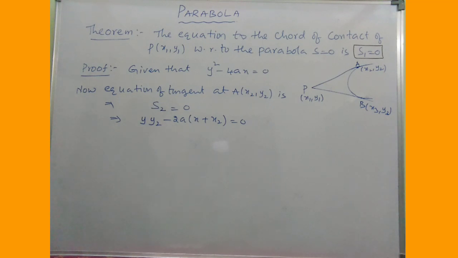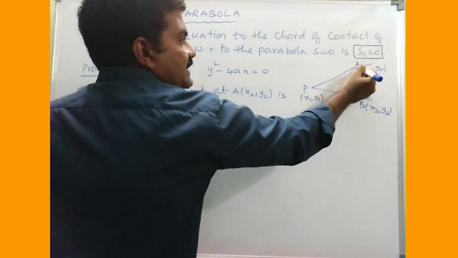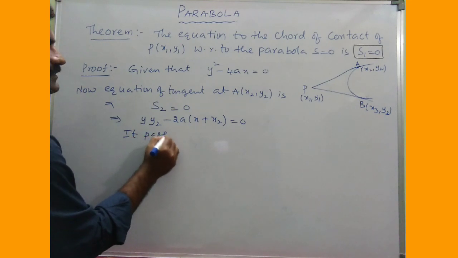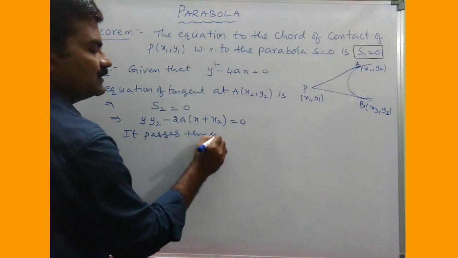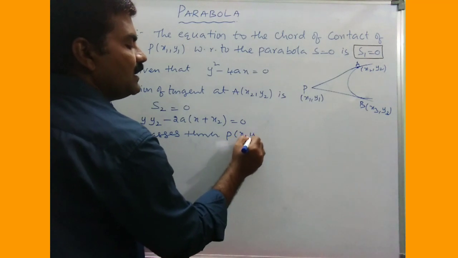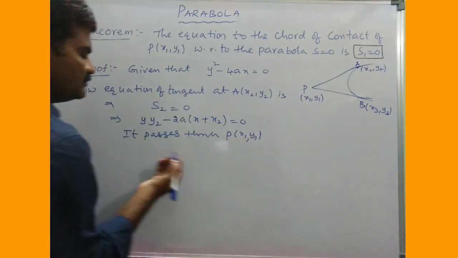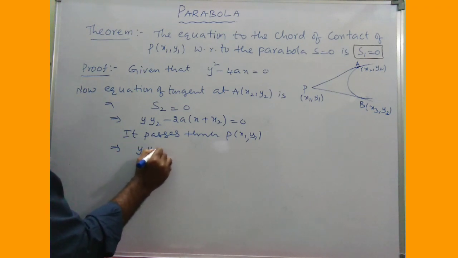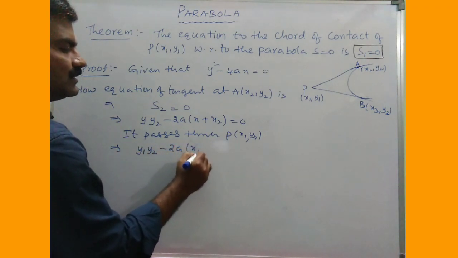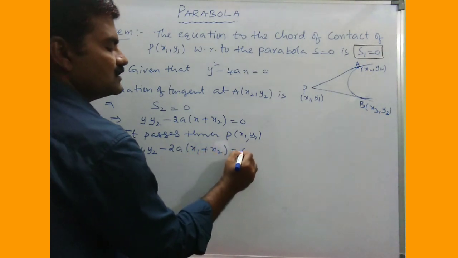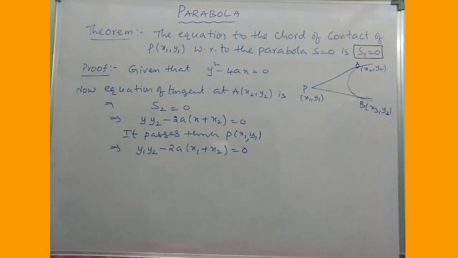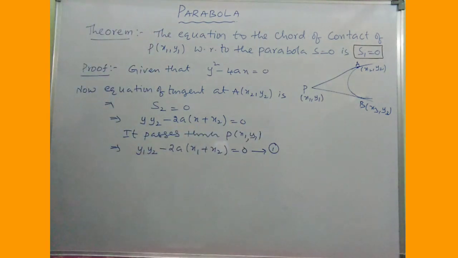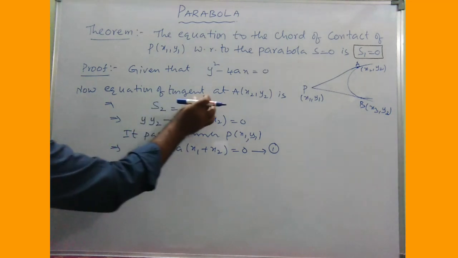But you know, my dear, the tangent drawn at A also passes through P, no? That is what I am mentioning, that it passes through P (x1, y1). Passes through means it must satisfy. Hence x and y become x1 and y1, so y1 y2 minus 2a into (x1 plus x2) equals 0. Let us consider this as equation number 1. So this is the tangent at A.